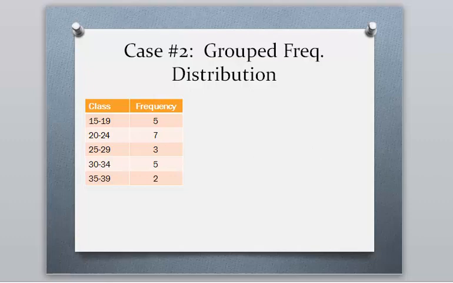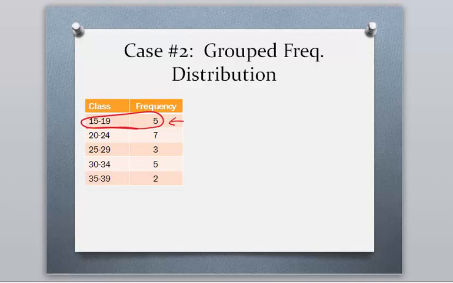So we want to remind ourselves that if we take one of these particular rows, like this one, what that tells us is that there were 5 values in the original data set that fell between 15 and 19. Now the problem is that we know that there were 5 values between 15 and 19, but we don't know what those values actually were.